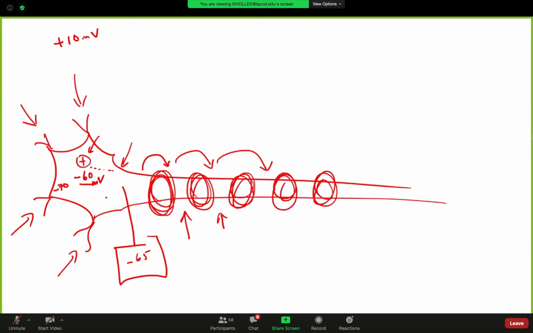If I put it right here, maybe it would read negative 63, because it's closer to the negative 60. So you could see what is happening. The signal is going to decay with distance.